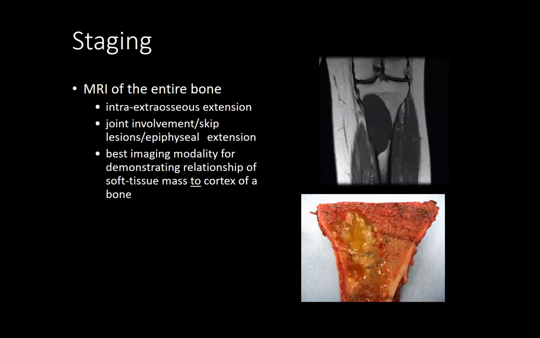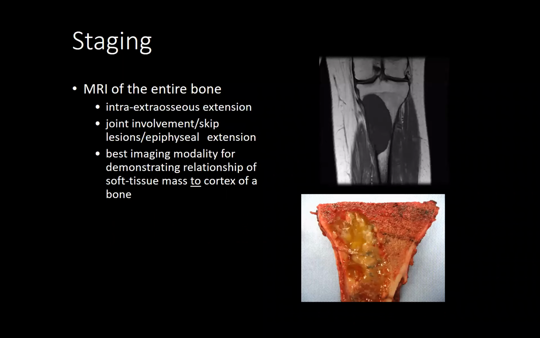We also want to get an MRI of the entire bone, right? So if the second most common location is another bone, you have to be concerned also that the patient is going to have skip metastasis, right? So a lesion within the same bone. The MRI allows you to surgically plan, to look for any extraosseous extension, to look for skip metastasis, and it also allows you to see where the soft tissue mass begins and ends. And you can see in this example that the MRI is incredibly accurate for telling you where you're going to be able to start and stop your resection.